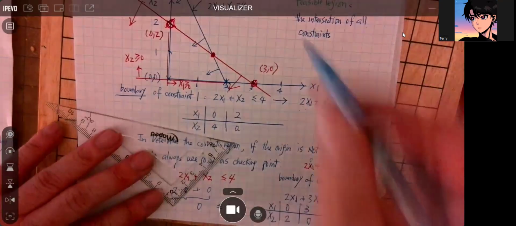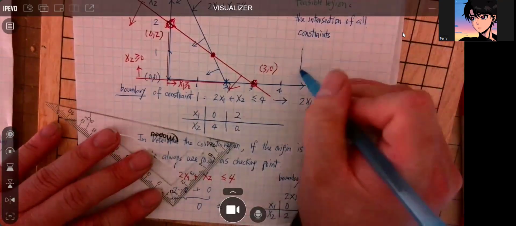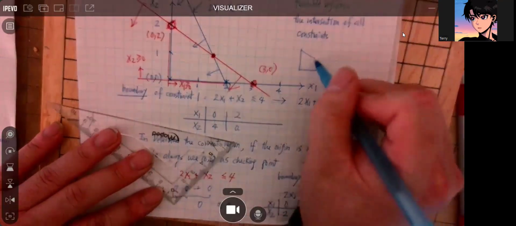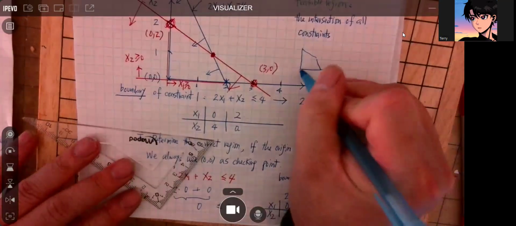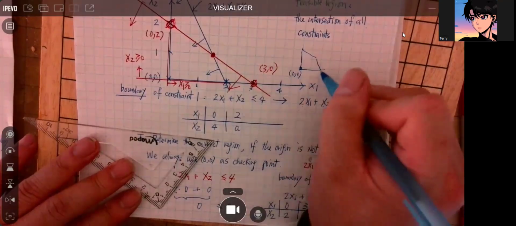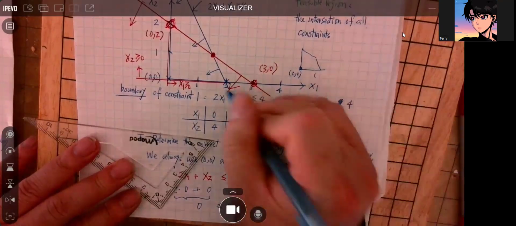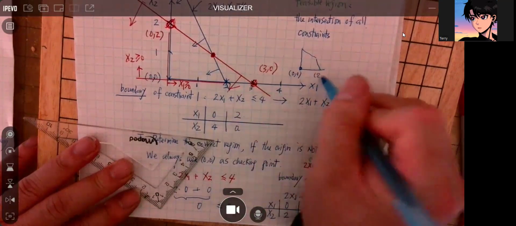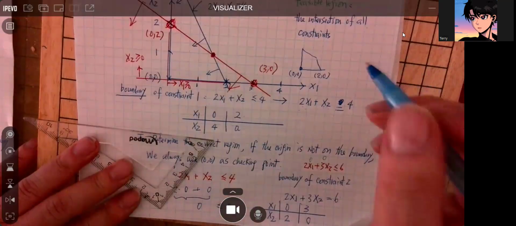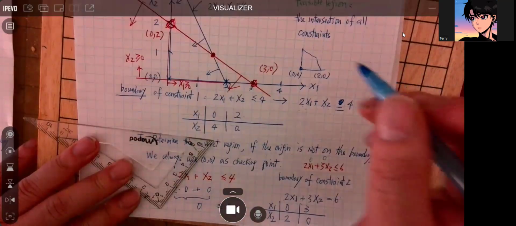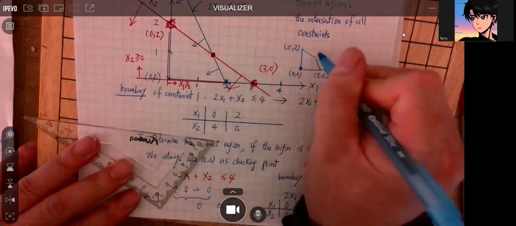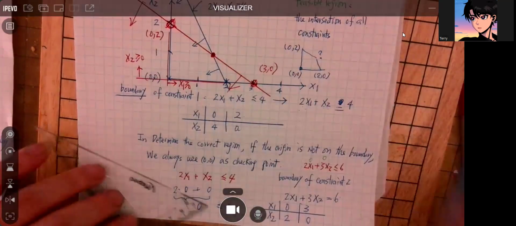Okay? So we can see it looks roughly like this. This one we know is the origin, 0, 0. This one here is 2, 0. And this one is 0, 2. This one we don't know. We need to determine this one.